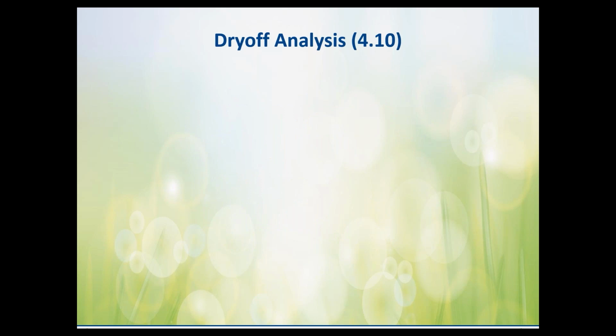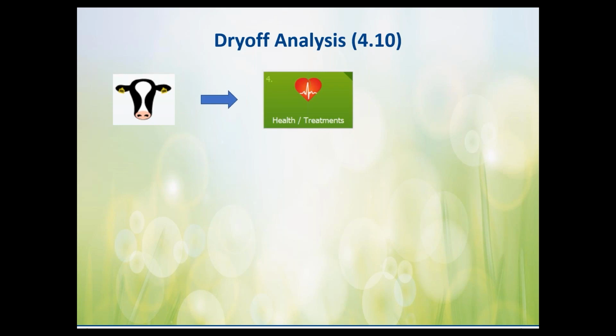If you want to find the dry-off analysis, the number is 4.10. You can write that in the search bar in the top left-hand corner of your program. You can write 4.10 or just dry-off analysis, and you'll be able to access these different analyses. Or you can go through the cow head on the left-hand side of your screen, with the arrow go on to health and treatments, and then number 10, we have the dry-off analysis.